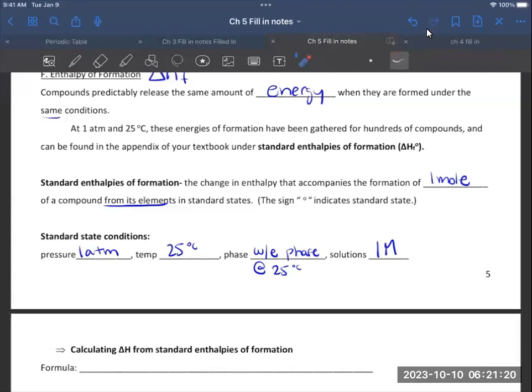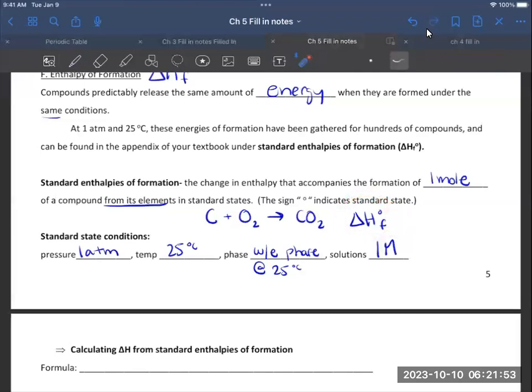Here's the important part. We're looking at forming compounds from their elements. So for example, if I wanted to make CO2, I would have the element carbon combined with O2, and that would make 1 mole of CO2. So that's what it means from their elements. When CO2 is formed from the elements carbon and oxygen, we can measure the amount of energy released when carbon dioxide is formed, and that will be its delta H of formation value.